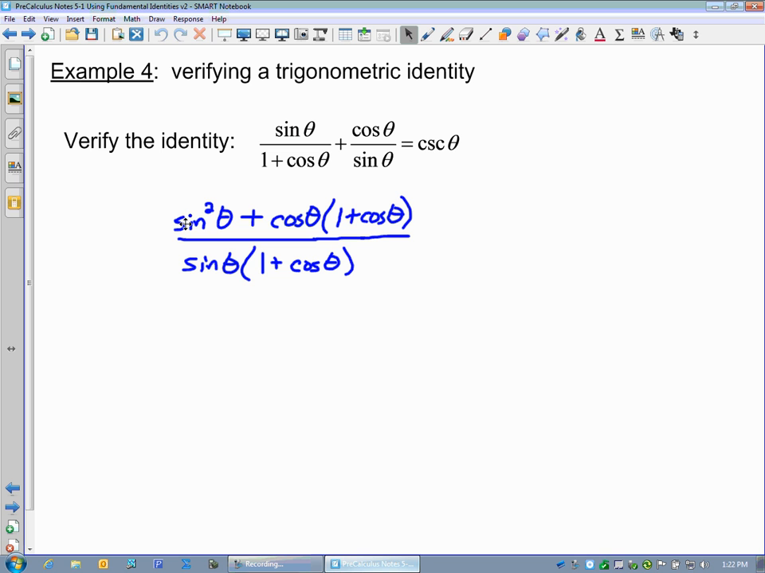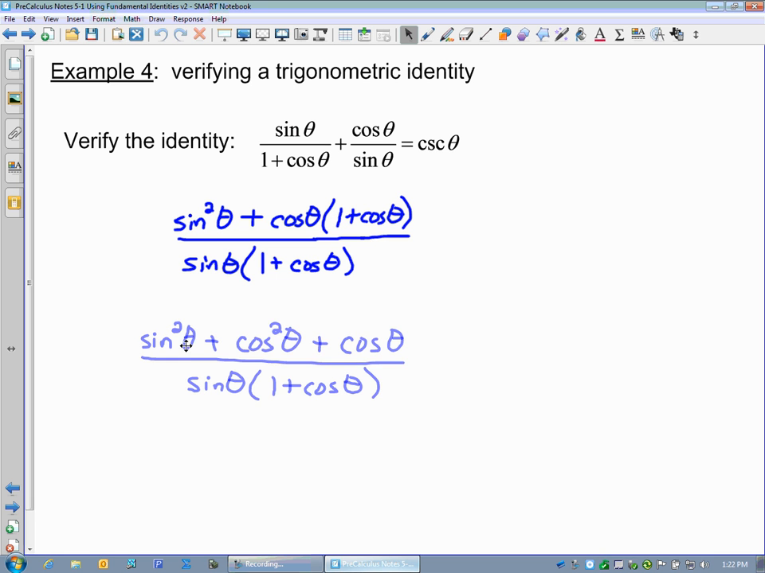Next, I notice I have a sine squared here. And if I distribute, I will also get a cosine squared. Those are great opportunities for cancellations. So here, if I distribute in the numerator, I will get sine squared plus cosine squared plus cosine. And notice I just changed the order here. I did cosine times cosine is cosine squared, cosine times 1 is cosine. And the denominator, I didn't change anything. I left it in factored form.